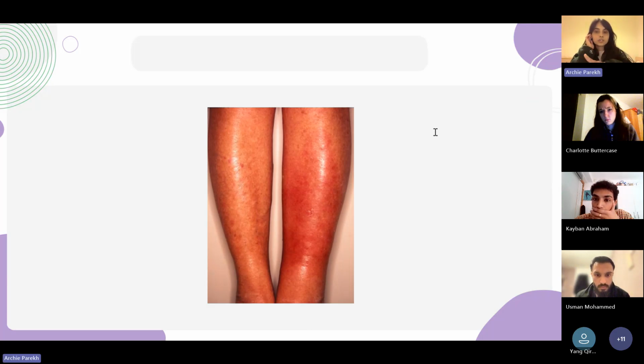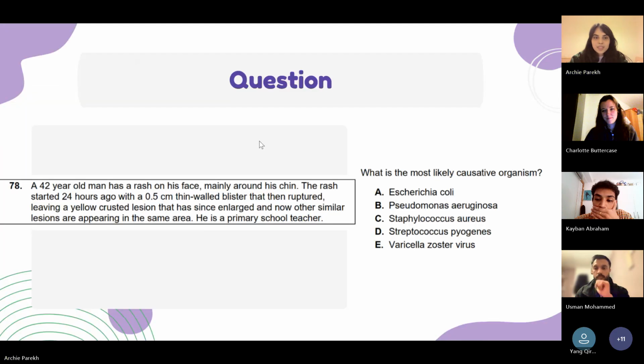DVT, that's a very good thought. But what infection-related thing are you seeing here, considering that it's an infectious disease? Yeah, cellulitis, perfect.